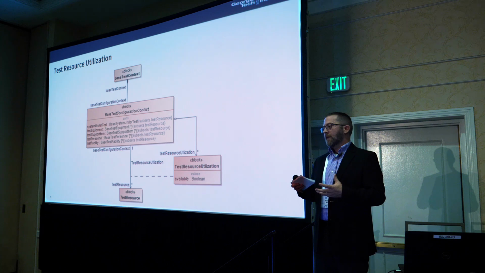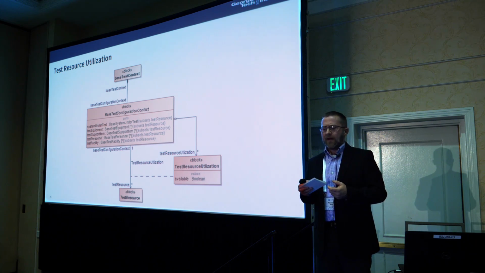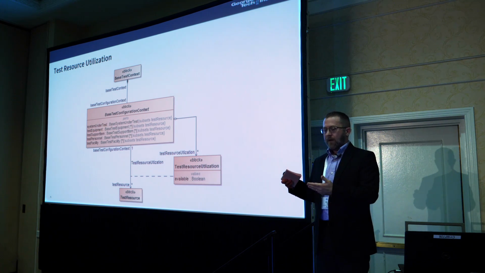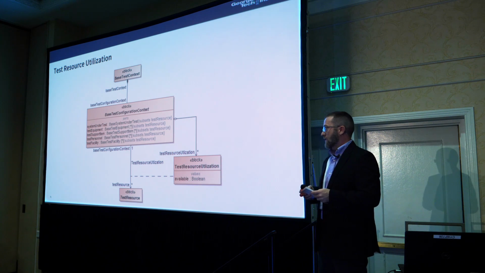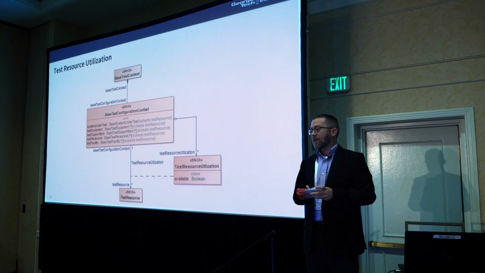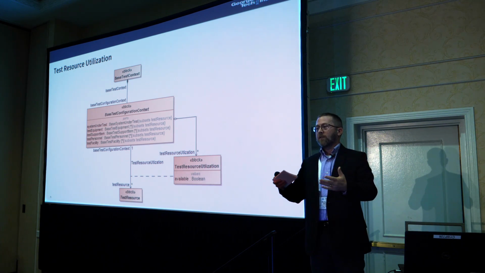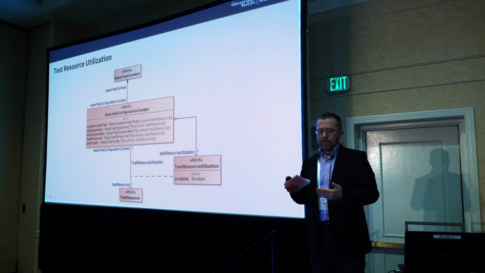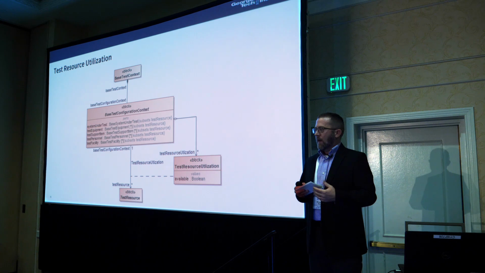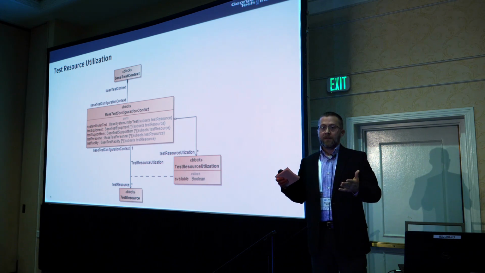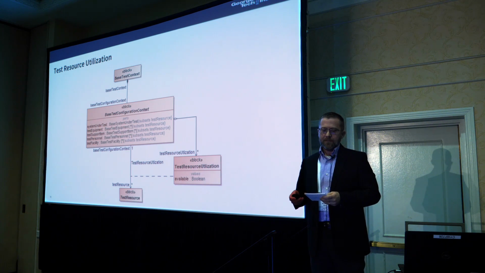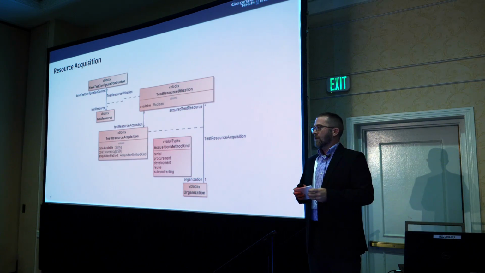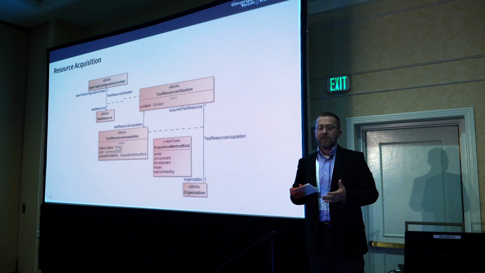So on resource utilization, that's characterized as the relationship, which I show as an association block, between a base test configuration context, which enumerates all of the basic resource types, and the test resource. And the resource utilization is characterized by an availability Boolean. Is it available or not? Well, how do you begin to calculate that availability?